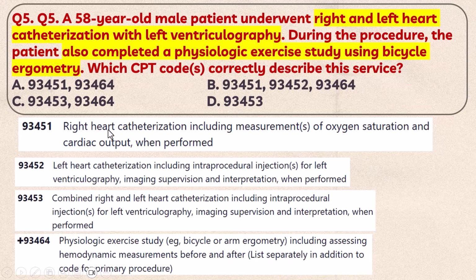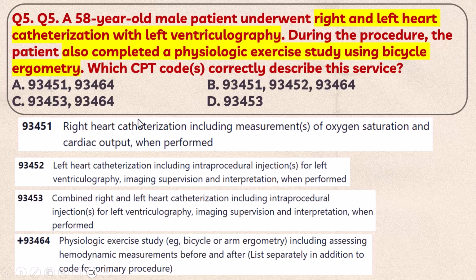93451 says right heart catheterization, but in our case it is right and left, so that is not suitable here. 93452 means left heart catheterization. That is not the case. 93453 is combined right and left heart catheterization, including intra-procedural injections for left ventriculography. That also included here, left ventriculography, imaging supervision and interpretation when performed. So this is the code for the first procedure. So you can select the answer C and D.